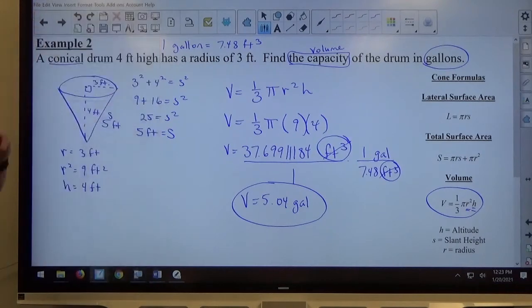All right? And again, that's all they asked me for, was capacity. That's the answer. Nothing else necessary. If they did ask me for lateral or total surface area, I would be able to find the appropriate formulas there, now that we know that S equals 5 feet.